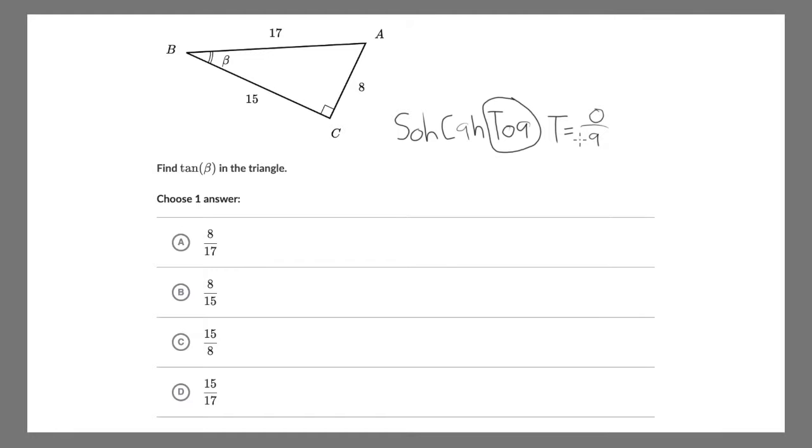Okay, so let's look at this triangle again and see if we can solve the problem. Tangent is equivalent to O over A. And now let's just find O over A, and we can solve the problem. So here's theta. What is opposite? Let's look for this opposite first. What is opposite to the theta we have here?